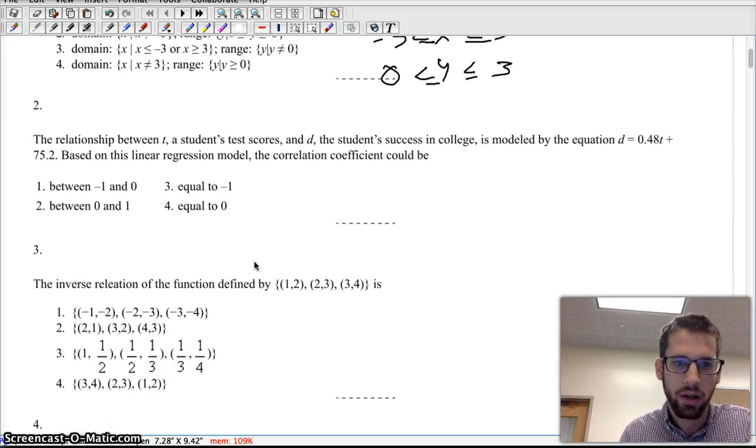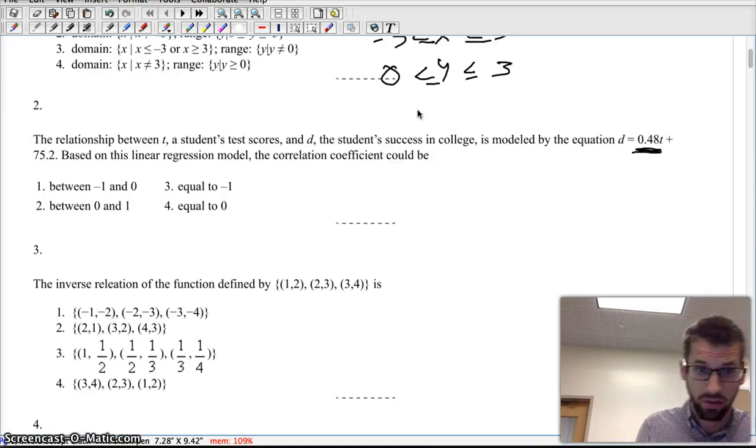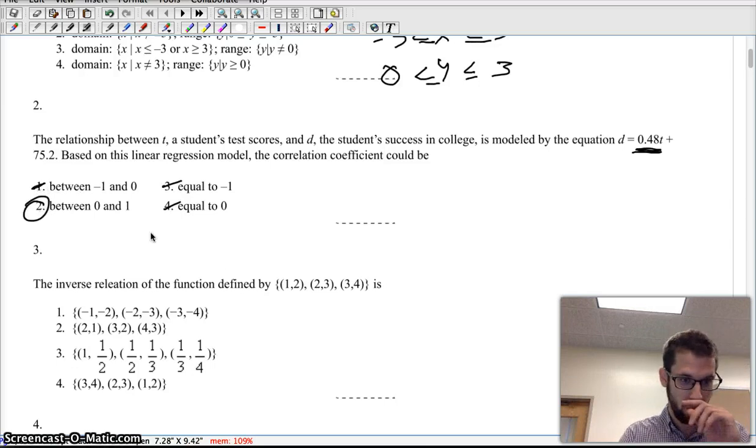Number 2 gives a relationship between test scores and success in college. So I see that there's a positive slope, so I know my correlation has to be positive. I can't say how strong it is based on the linear regression. So I know it's not 0 because it's positive. I know it's not -1 because it's positive. It's not going to be negative. It has to be between 0 and 1.